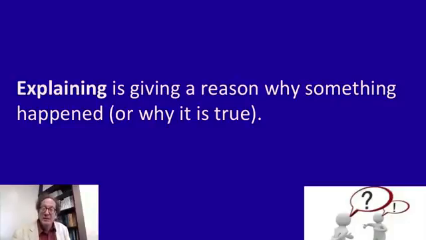So to explain something is to give a reason why it happened or to answer a question about why it happened. Notice that when you explain something, you assume that it's true. It wouldn't make any sense to ask, why did Duke win the national championship in 2011? Because they didn't. You can only ask why this thing happened if it happened.